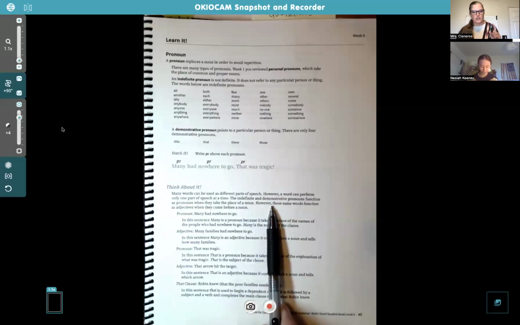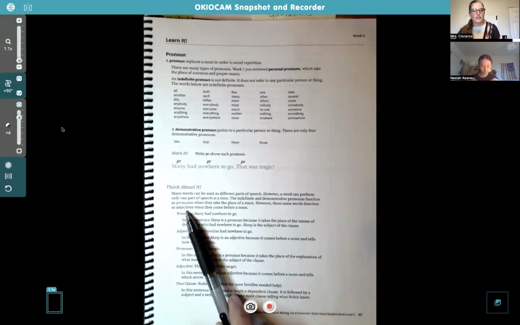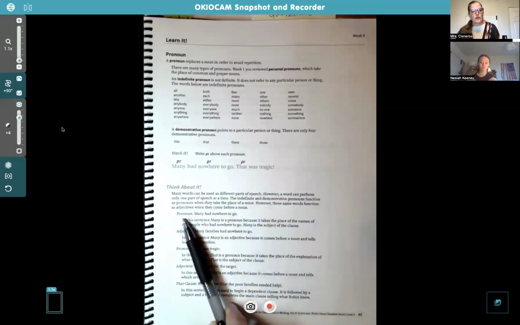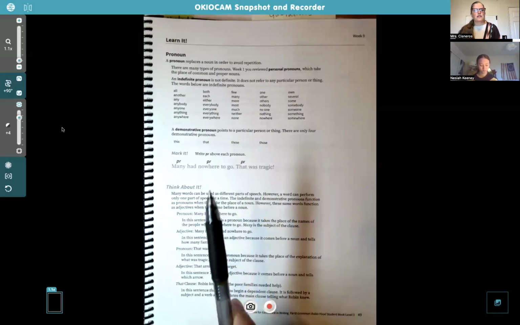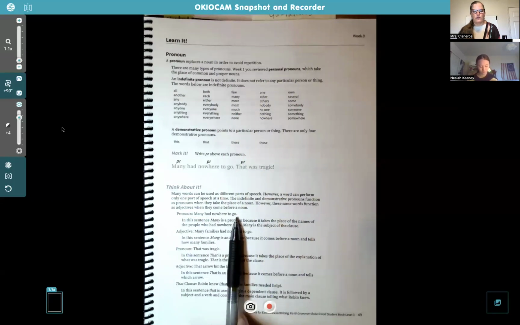However, see, this is where it's tricky. These same words function as adjectives when they come before a noun. So this is when you have to really pay attention to where it's at in the sentence. So for instance, this is the word many used as a pronoun. This would be one of those indefinite pronouns, many. Many had nowhere to go.